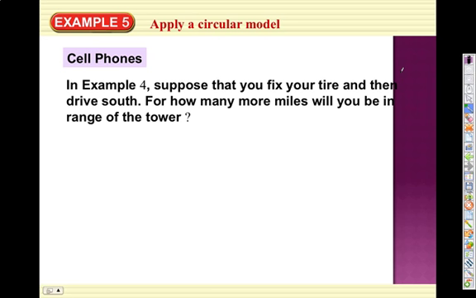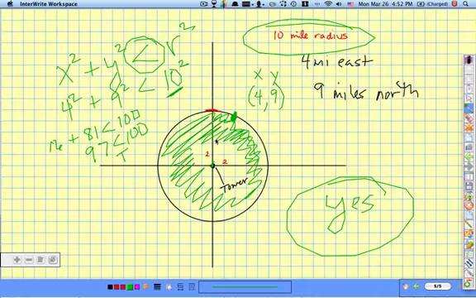All right, last question here, example 5. A little bit tricky, but let's just follow the slides here. In example 4, suppose you fix your tire, then drive south. So we're looking at the last example we just did. How many more miles will you be in range of the tower? Well, let's look at the picture. We are up here right now at 4, 9. We're on the inside of the circle, and it says we drive south until we leave the range of the tower.